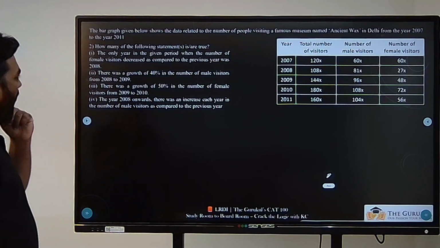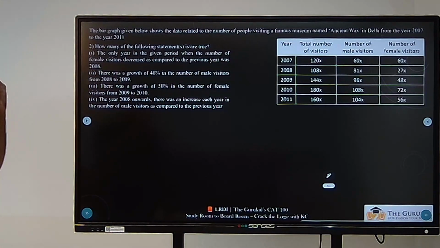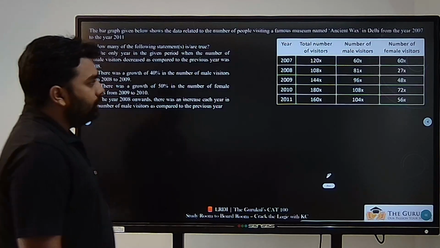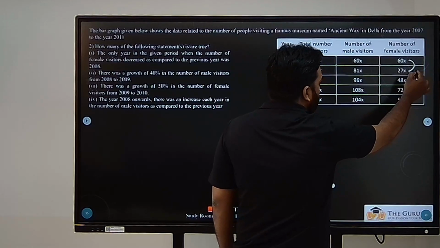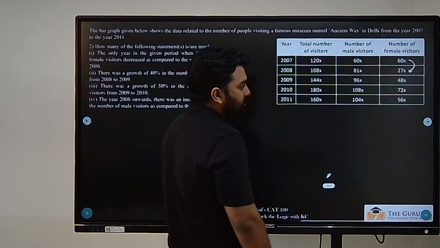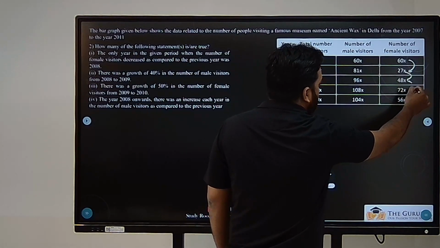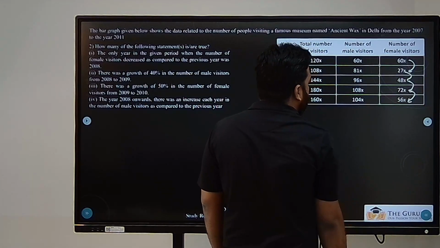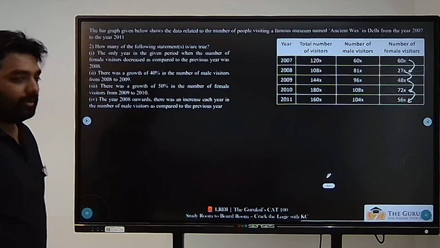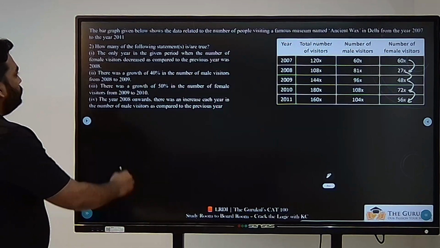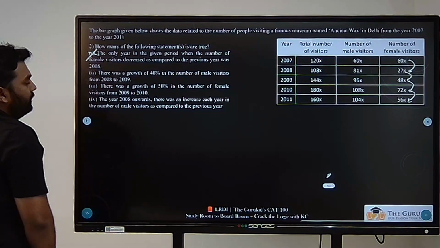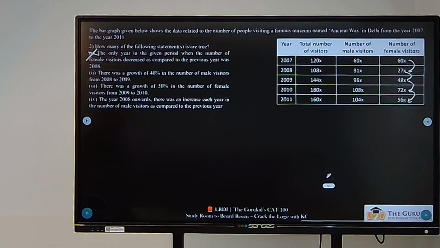Next one. How many of the following statements are true? The only year in the given period when the number of female visitors decreased as compared to the previous year was 2008. Perfect. 2008 there is a decrease of female visitors, and then this increase is happening, but here decrease is happening. So that is happening in 2011 also. So 2008 is not the only year.